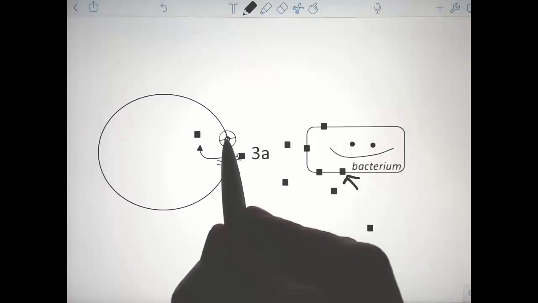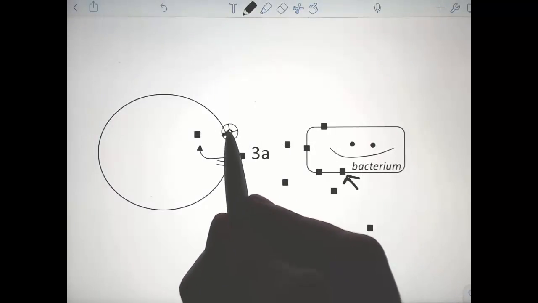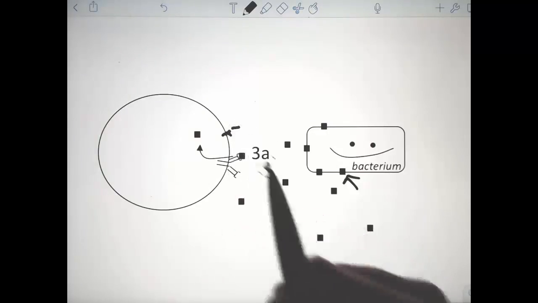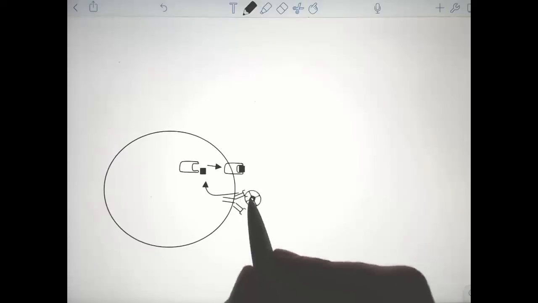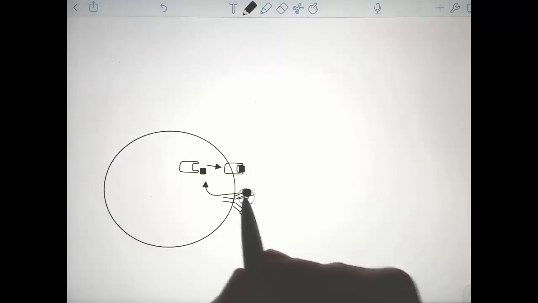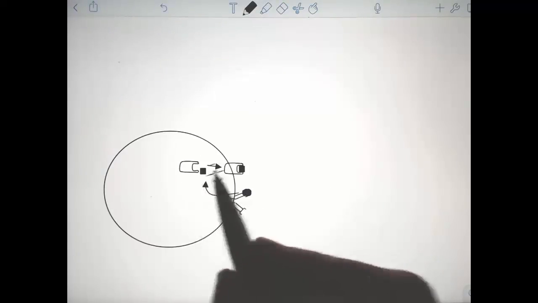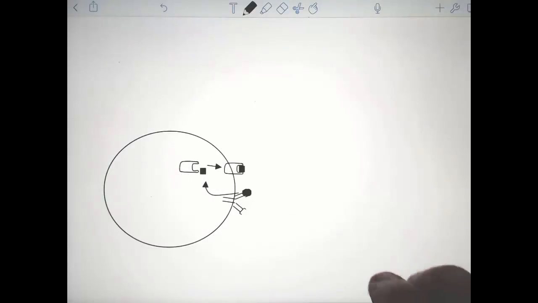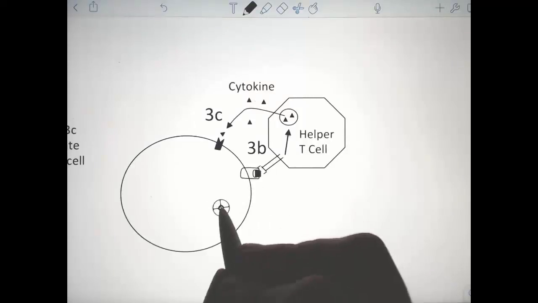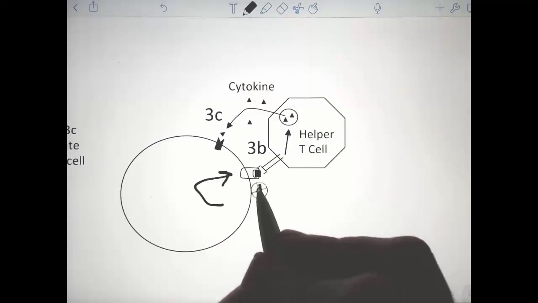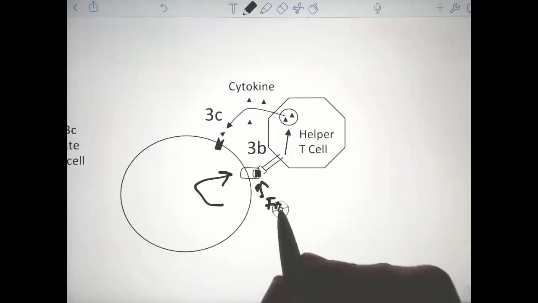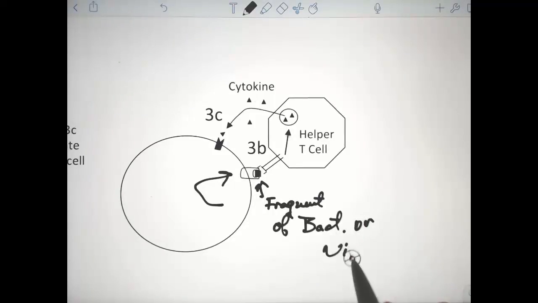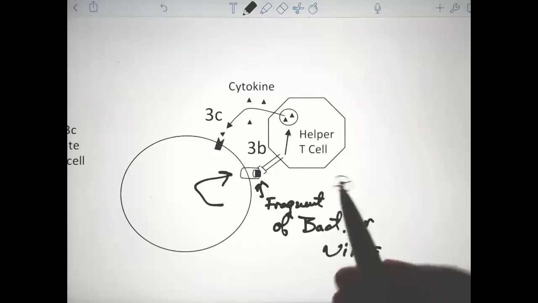In fact, on this scale, we wouldn't even see the receptor, and a bacterium would only be about this big. The B cell moves this part of the bacterium into the cell. If it's free, it simply moves it in and puts it into a binding protein. That binding protein then gets moved to the surface. Remember, this is the fragment of bacterium or virus that was in the extracellular fluid.